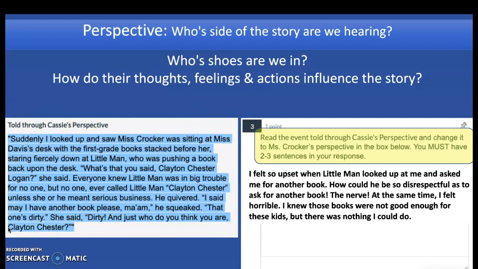Then we're going to think about, what might Miss Crocker's perspective have been in that situation? Okay, so first we're going to read this text in blue, which is told through Cassie's perspective.